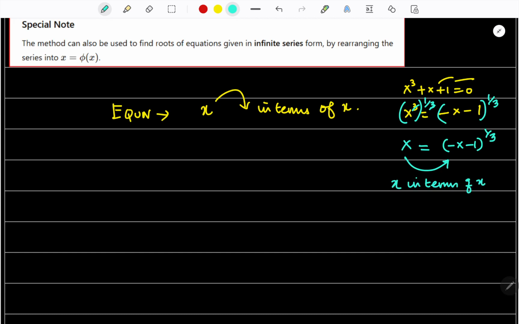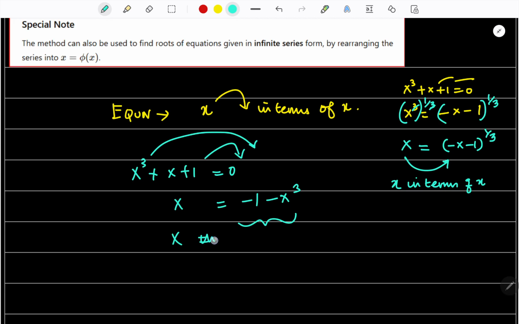Okay, teacher, this is the only way. Why don't we keep it like this? Your equation is x cube plus x plus 1 equal to 0. I keep this x on this side and take this one on this side as minus 1. This side I'll take as minus x cube. This is also x in terms of x, right? I can write it like this because there are two x's there. Either I can write this way or I can write this way.